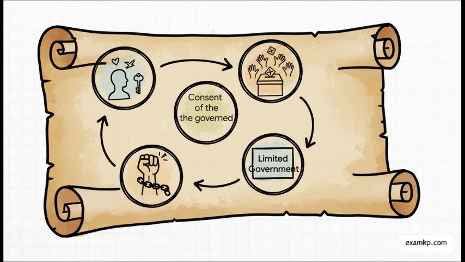And fourth, and this is a big one, if that government breaks the contract and becomes a tyranny, the people have the right to revolt. Get these 4 keywords and ideas into your essay and you are golden.